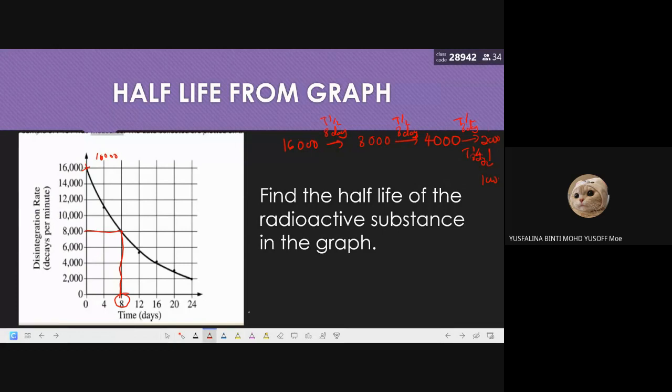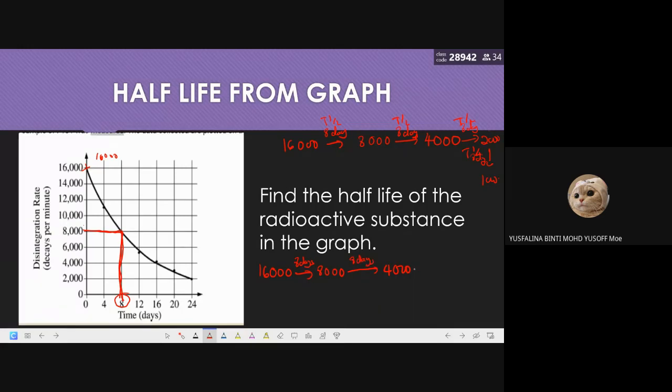Okay, so here, I will start from 16,000 because in order to go to 4,000, you need to start from the initial part first. So 16,000, this is the initial mass. Remember half-life? What is the half-life? The mass will become half from its original mass. So the original mass is 16,000, and half of it will become 8,000. So how many days does it take to go from 16 to 8? You just read from the graph here, it is 8 days. So it needs 8 days. And then from 8,000, it goes to 4,000, so another 8 days will be needed.